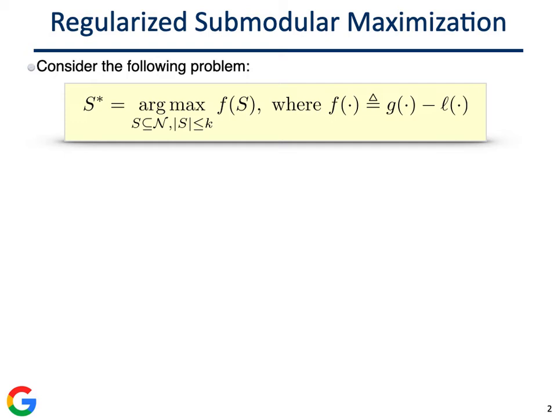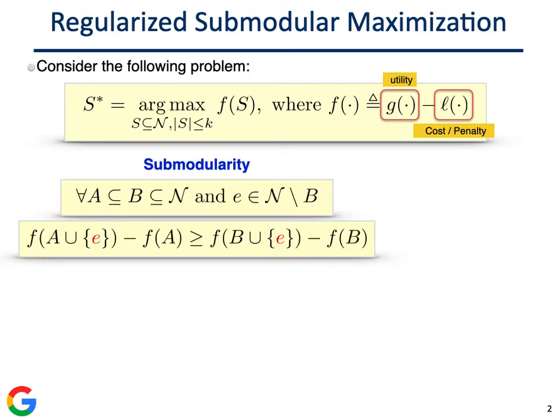For this reason, in this work, we consider the problem of maximizing a function f subject to a cardinality constraint k, where f is defined as a difference of two functions g and l. Here g models the utility of a set and l is the regularizer term, which models cost or penalty. In theory, there is little hope to solve the most general form of this problem, as we need to enumerate over all sets of size k.